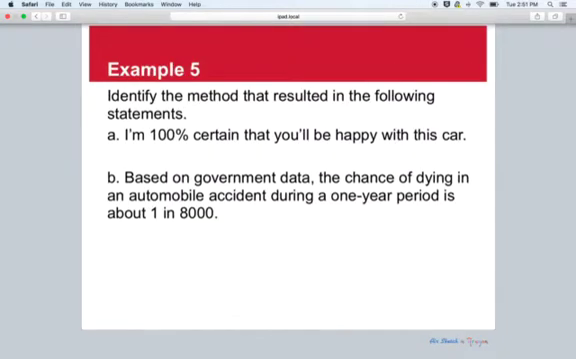All right. So in this example, we just want to identify the method that resulted in the following statement. "I'm 100% certain that you'll be happy with this car." It's definitely not a theoretical probability because there's no calculation being made. And for that same reason, the relative frequency or empirical probability wouldn't be right either. This is a subjective probability. This is based on your experience with this car or your experience with people and this car.